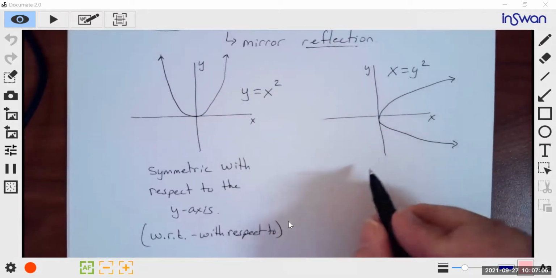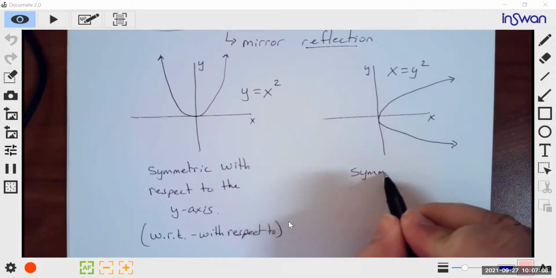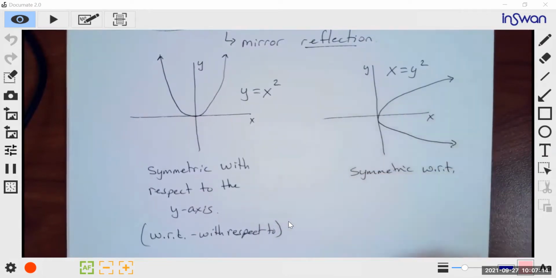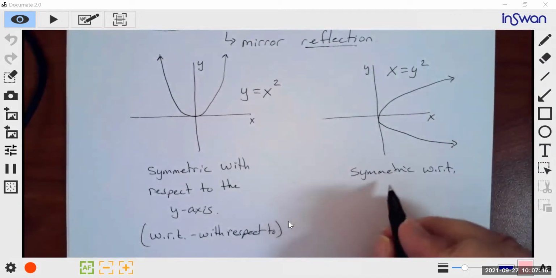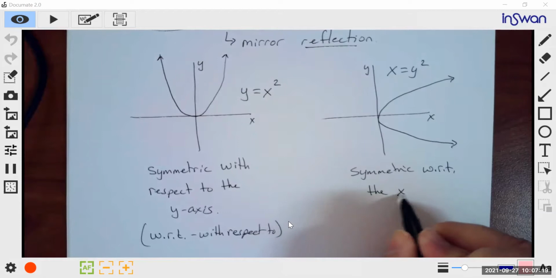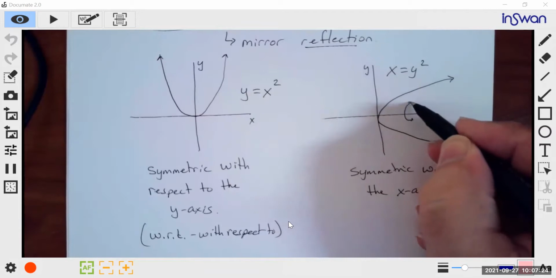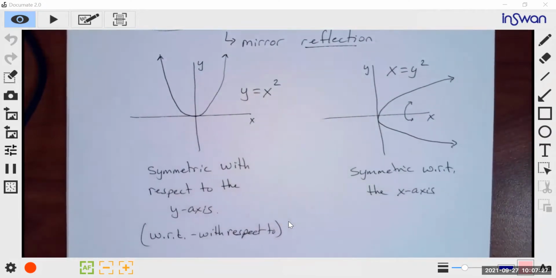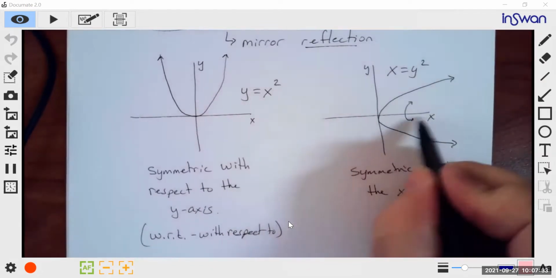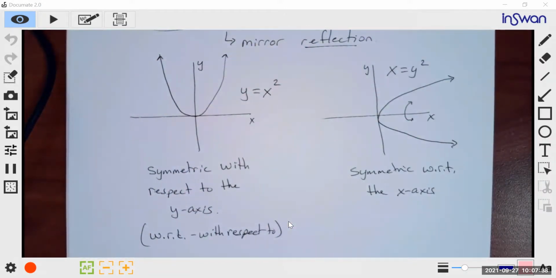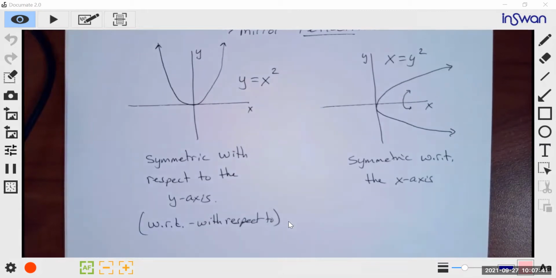How about this one? This one is symmetric WRT which axis? The x-axis. Because you notice how this thing looks like a mirror. If you took the graph, how would you fold it to make the top equal to the bottom? You'd fold it on the x-axis. This one, you'd fold it on the y-axis. So let's look at these two, and how would we know if it's symmetric about the x-axis or the y-axis?